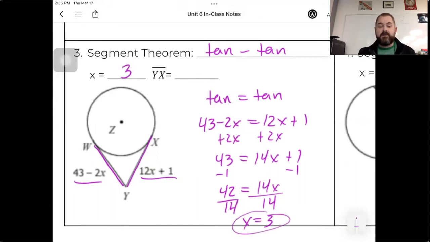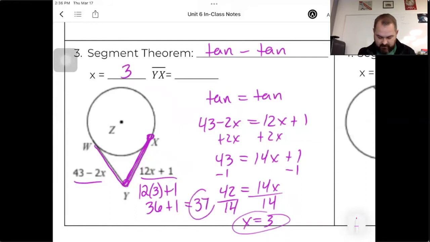Now, since x equals 3, they want the length of XY. They want that tangent length. So I'm going to plug in my 3 for x here. 12 times 3 is 36. And then I add the 1, and I get 37.